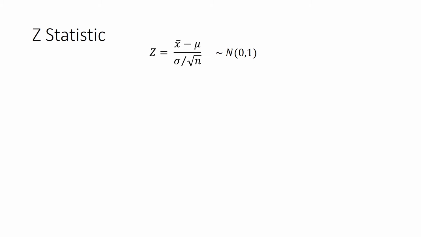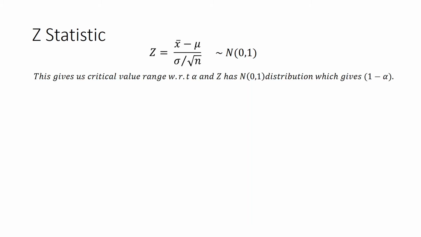So here the standard normal distribution is also given, where the mean and the standard deviation are 0 and 1. Those are the parameters of the standard normal distribution. So this gives us the critical value range. This is going to give you the critical value range with respect to alpha, and Z has an N(0,1) distribution, which gives 1 minus alpha.